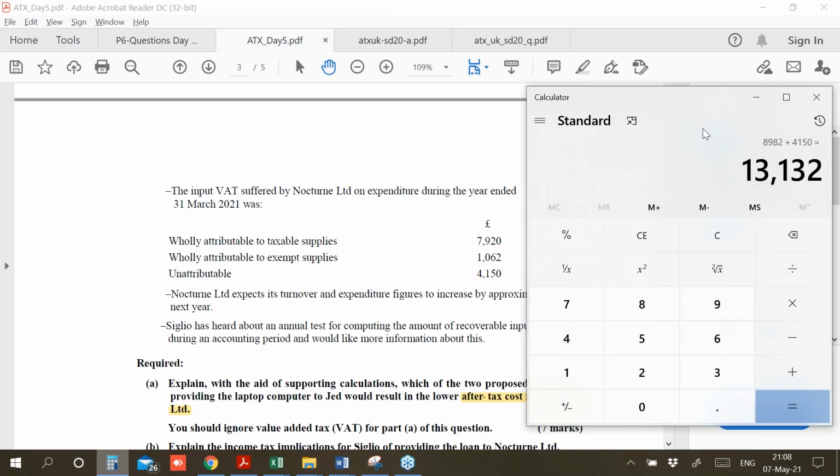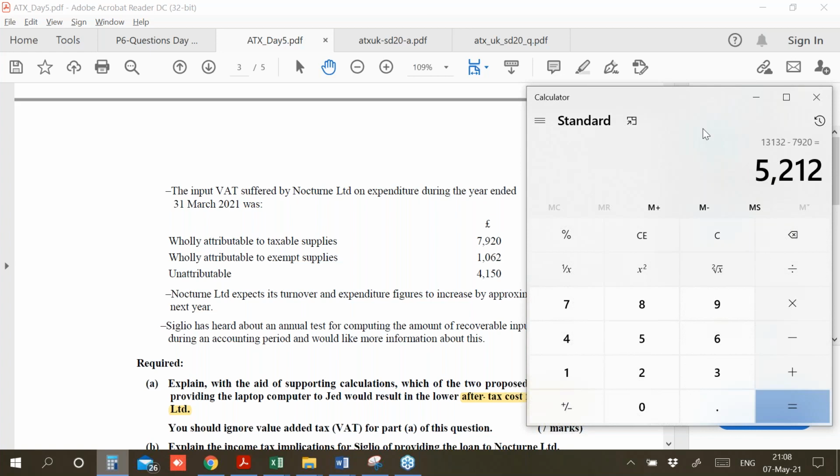Let's talk about the second test. Total input VAT less VAT directly attributable to taxable supplies. Whatever your answer is, if it is less than 7500, then test 2 is satisfied. So I have total input VAT calculated already. I'll just deduct the VAT attributable to taxable supplies out of that. 5212, which is less than 7500. So test 2 is satisfied.